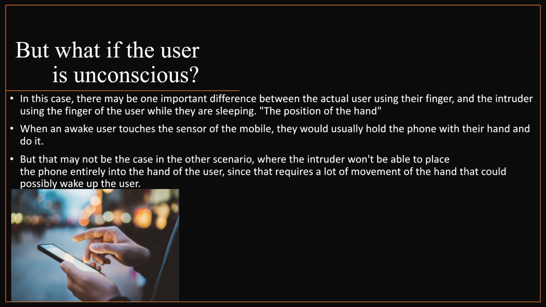But what if the user is unconscious? For that case, we can consider the fact that when the user is awake, they would keep the phone in the hand and press the sensor with the required finger. But if the intruder does it with the fingerprint of the user, only the finger would be placed on the phone, not the entire hand. Maybe we can use this observation to build a solution.